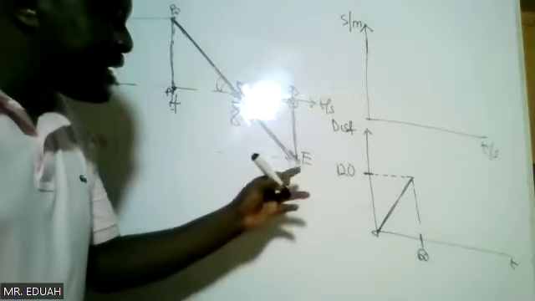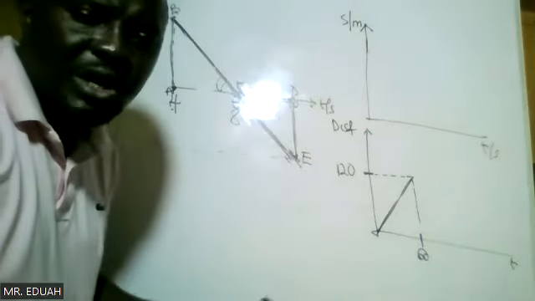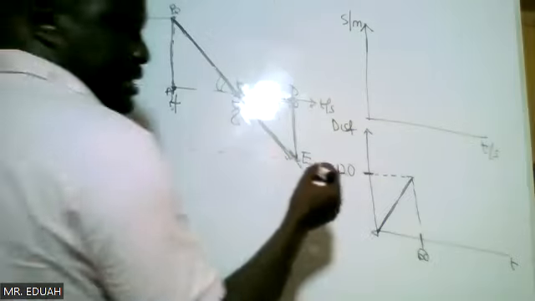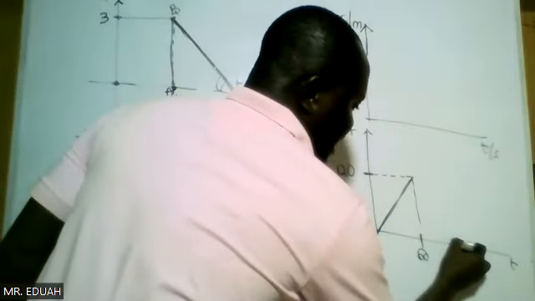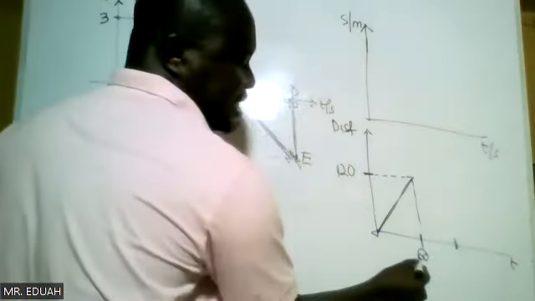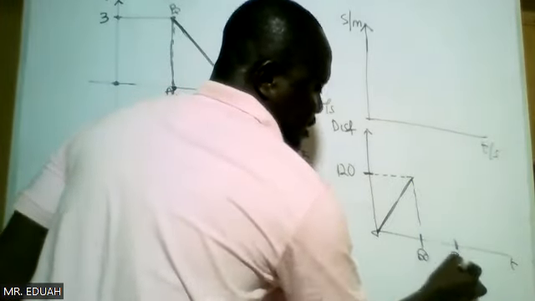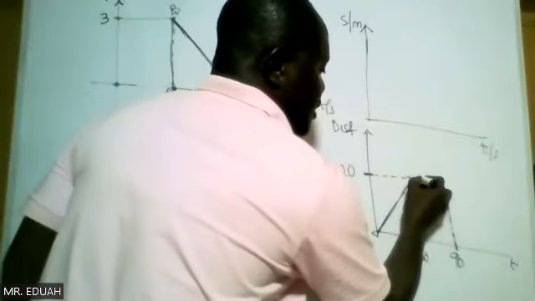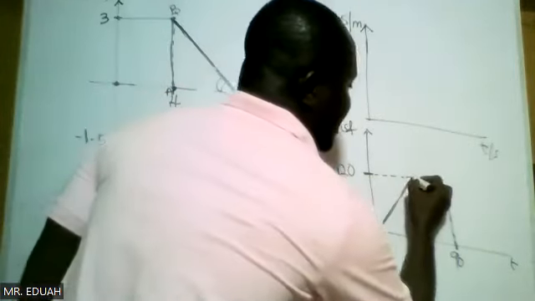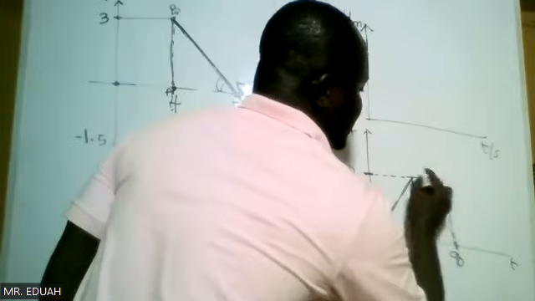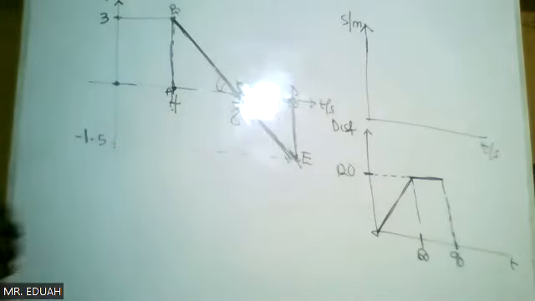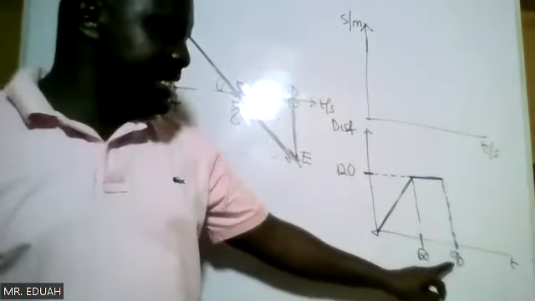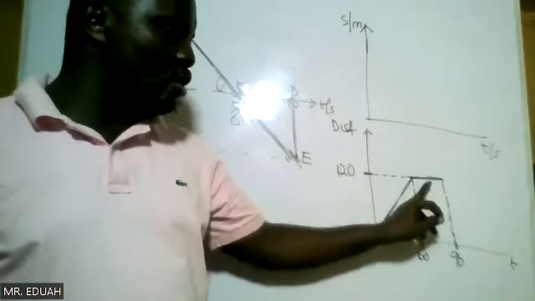There, Jill wasn't moving, and so no distance was covered. After 30 seconds, so 60 plus 30, 90. There was no motion. So the graph has zero gradient. The slope is zero, meaning at this time, 30 seconds, there was no movement.